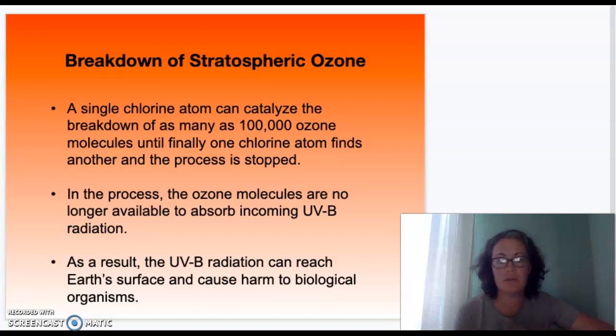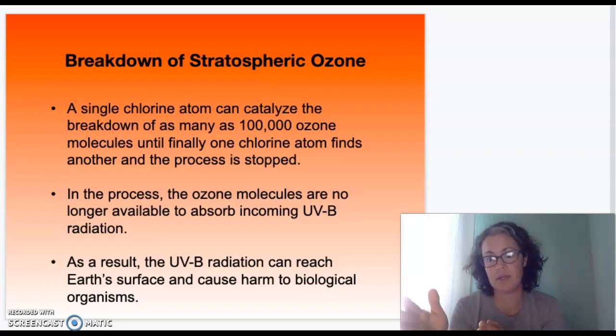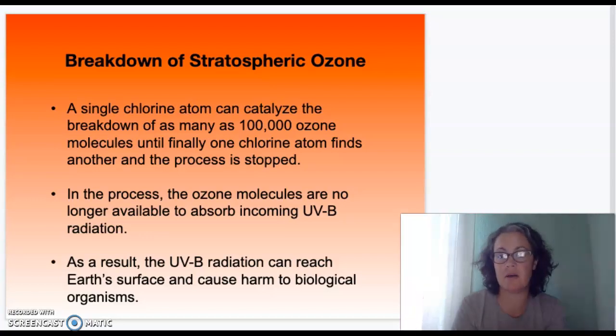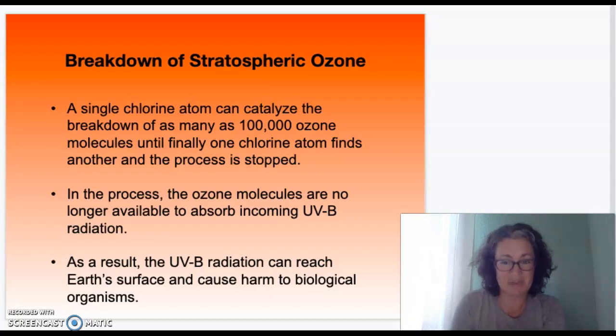In the process, ozone molecules are no longer available to absorb the UVB radiation. And so with the loss of ozone into just basically being used in another process, now this chlorine is part of that concentration, we lose some of the filtering effects of ozone on Earth's surface, and that can lead to harm to biological organisms. So in the South Pole, Antarctica, it's actually really dangerous, and scientists that work there have to be really aware of that increase in UV exposure.